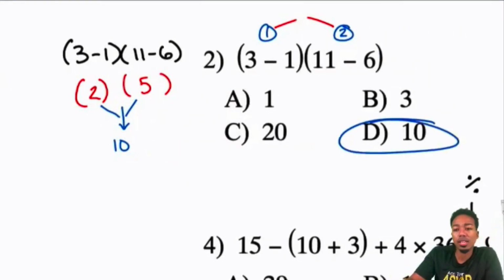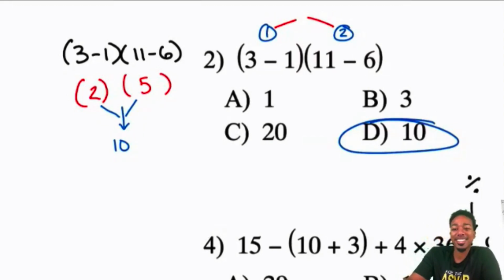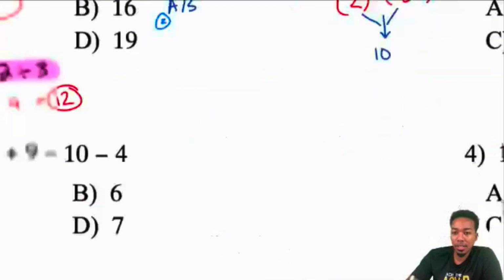So Valerie, I think I saw you had a question. Keep it right there, okay? Keep your hand up. If you still have that question, I'll answer it right at the end. I got you. And so there's number 2. Answer is D, 10. Moving on to number 3 here.